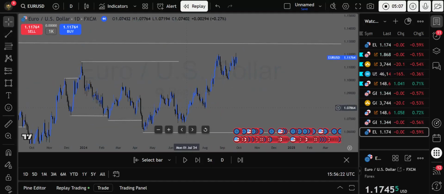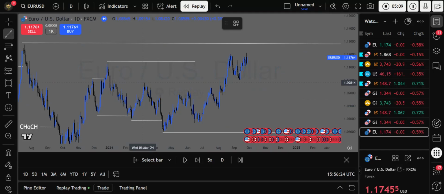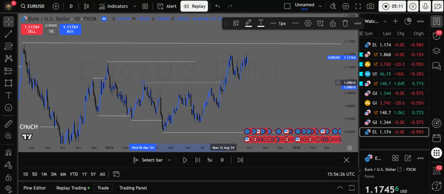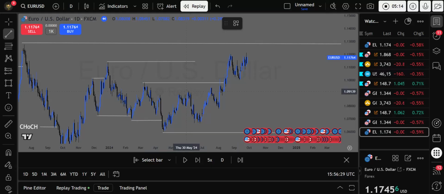Is it a break of structure? It plays a big role, guys, for you to identify if this is a buy or a sell. Is this a change of character or a break of structure?